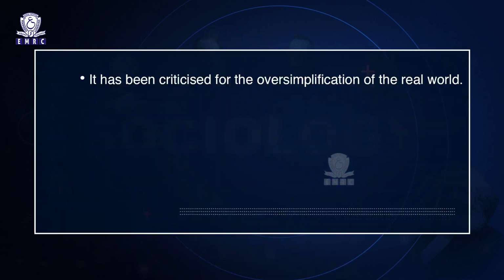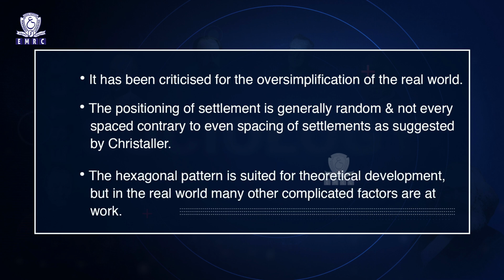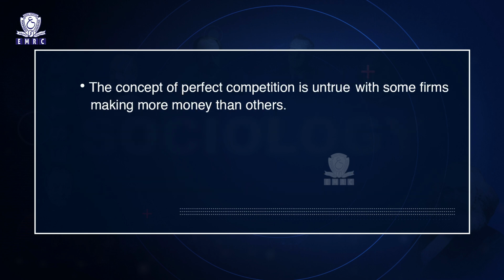Now we will understand what are the limitations and criticism of central place theory. It has been criticized for the oversimplification of the real world. The positioning of the settlement is generally random and not evenly spaced, contrary to even spacing of settlements as suggested by Christaller. The hexagonal pattern is suited for theoretical development, but in the real world, many other complicated factors are at work. The concept of perfect competition is untrue, with some firms making more money than others.